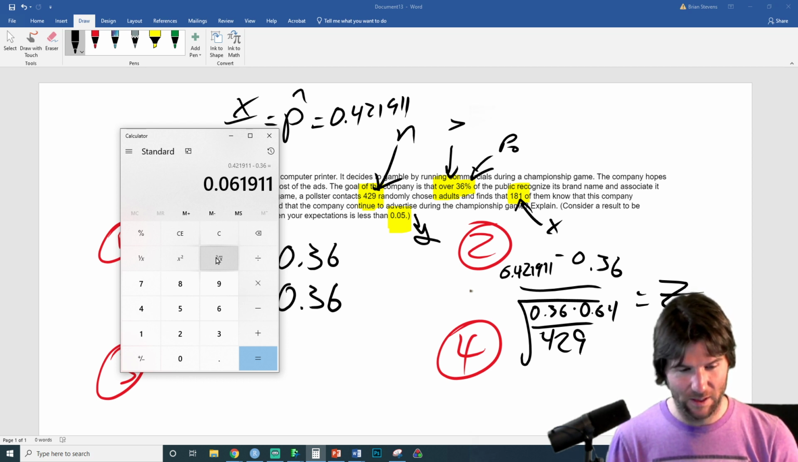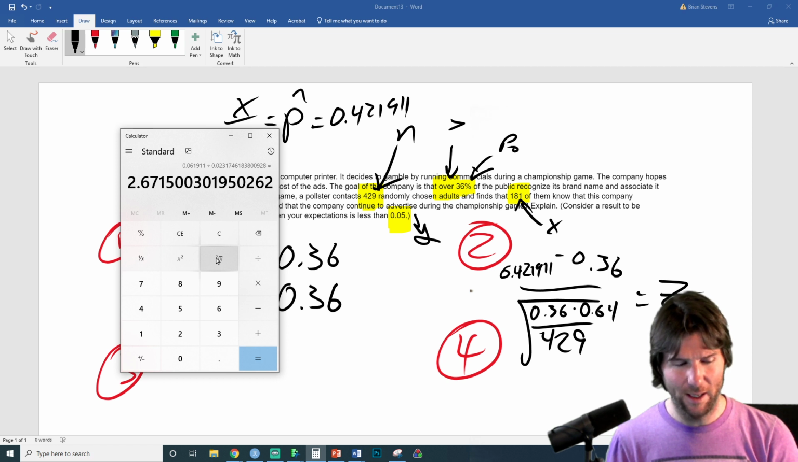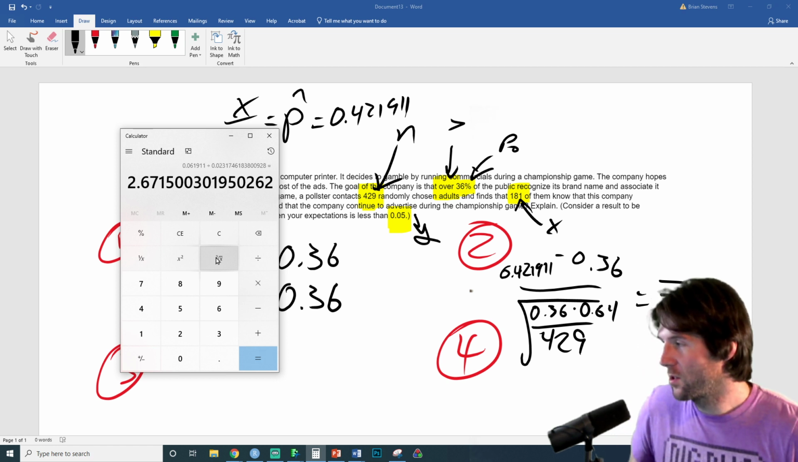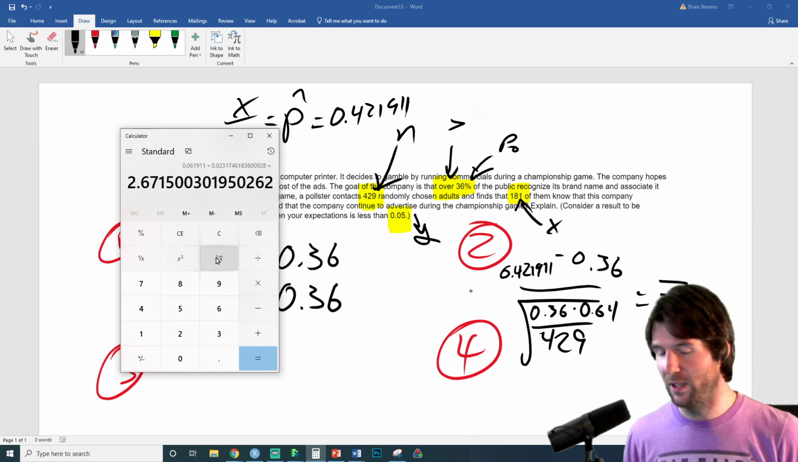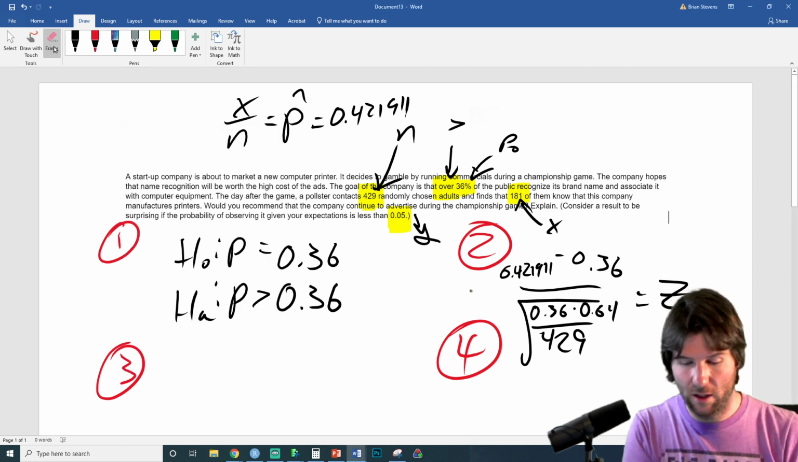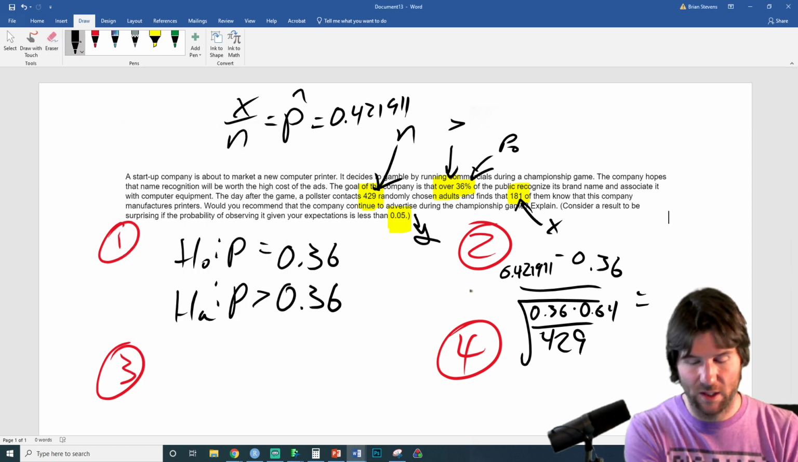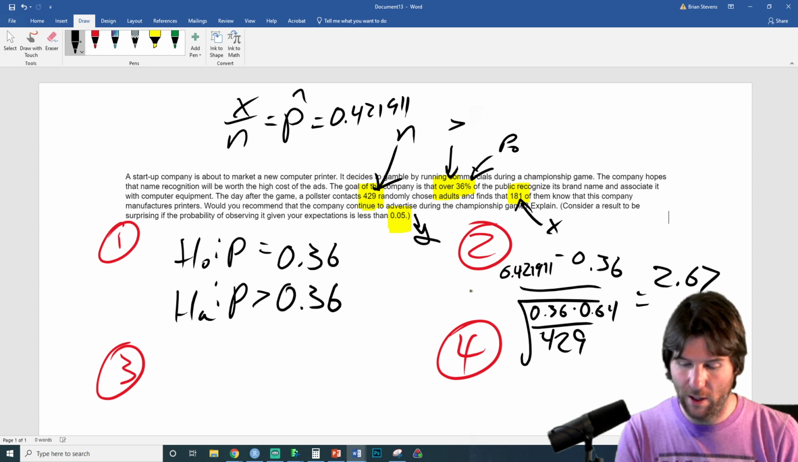Shouldn't talk while I type these things in. No, yeah, 2.67. So I always said it was about 3 or 4. Close-ish, close-ish. So that's where the z is going to go right over here. We're just going to write 2.67. I went to 2 decimals.